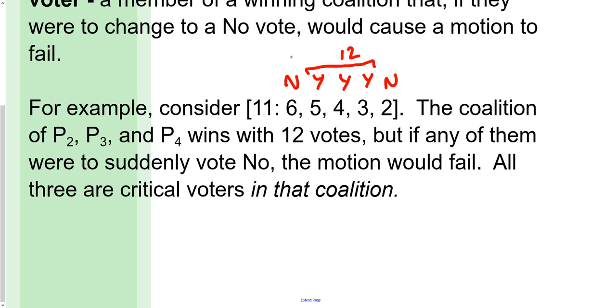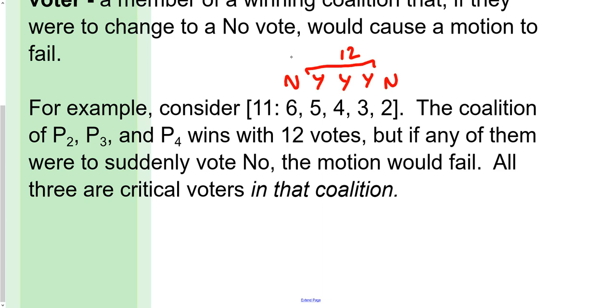However, what happens if one of them changes their mind? If any one of those three change their mind, that's it. You're done. Motion fails. Okay? So all three of those in that situation become critical voters because all of them were necessary to make that happen.